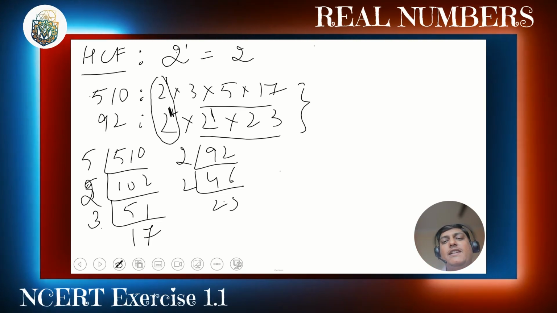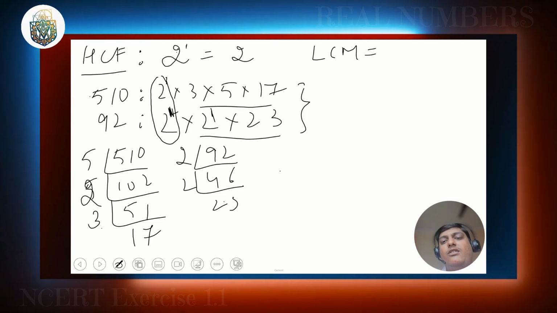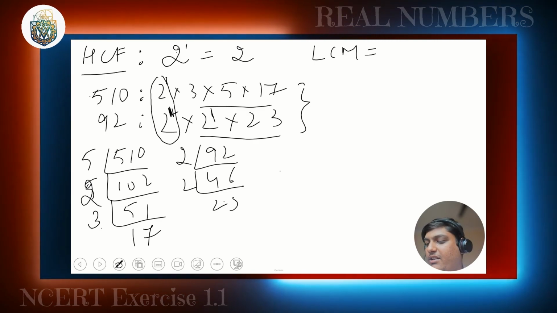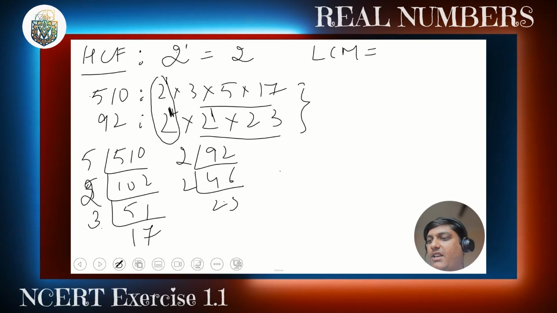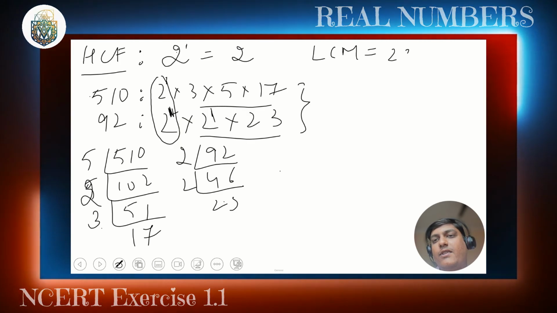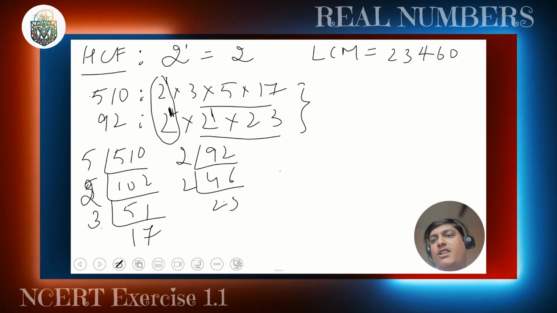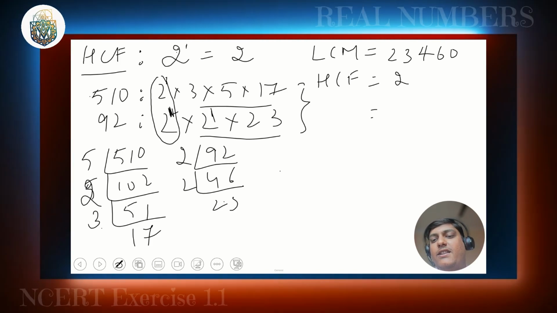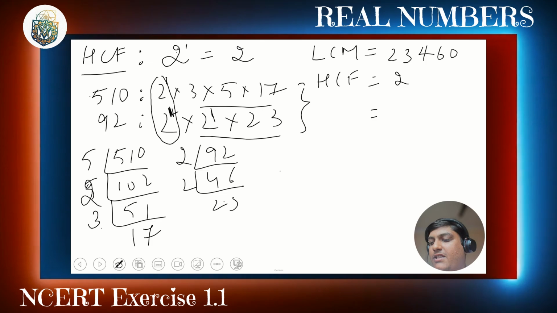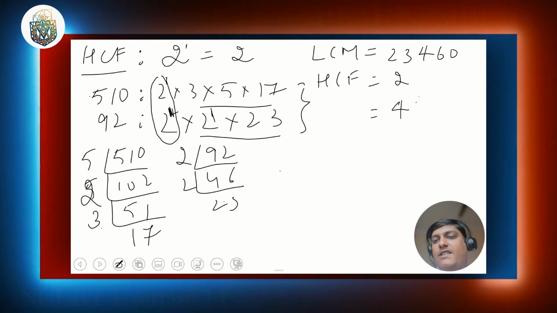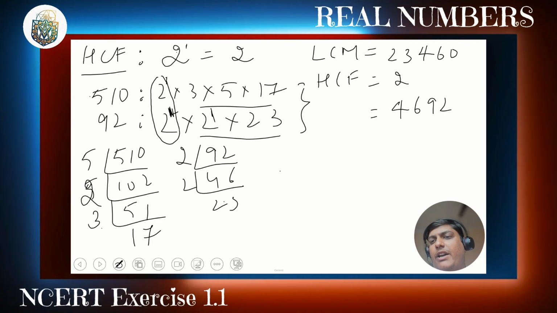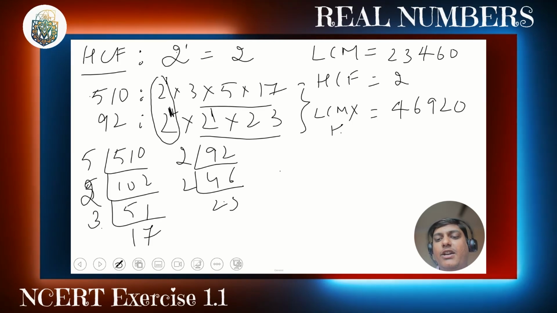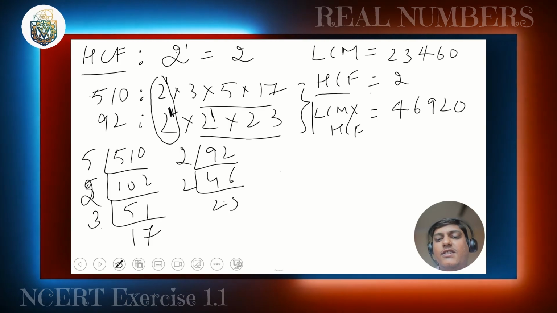So my LCM value, we found it out, correct? It is 23,460, and HCF is 2, correct? If I multiply this, what is the answer you'll get? Please check. It is basically 46,920. So this is the product of LCM into HCF.